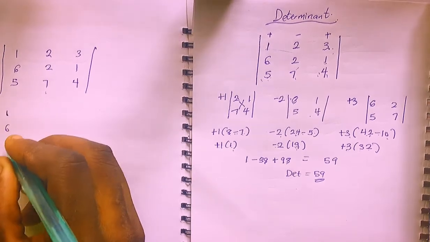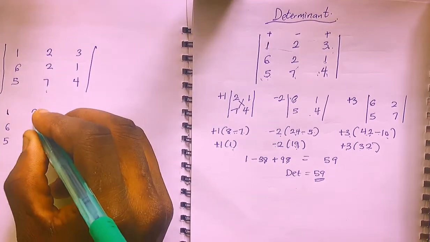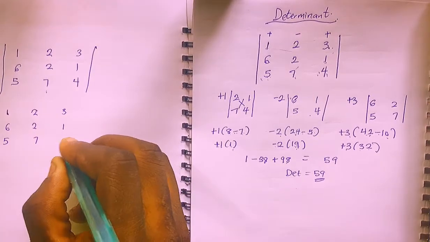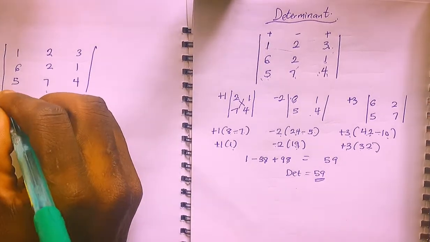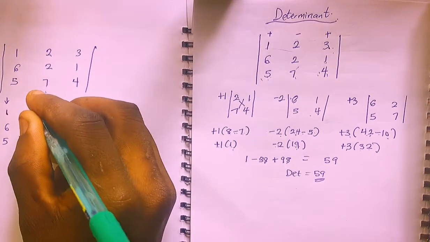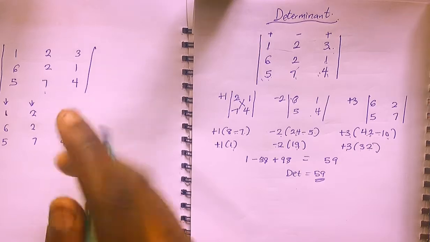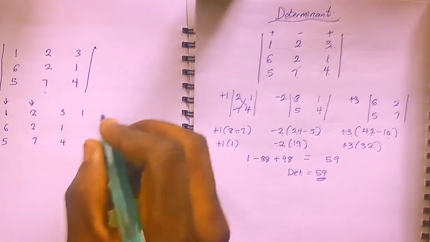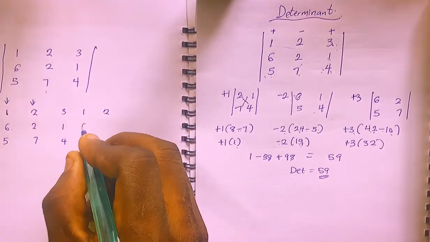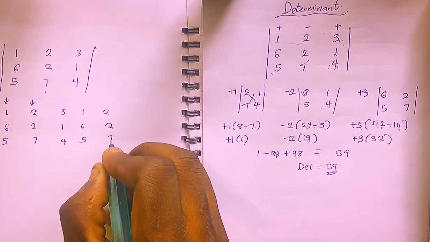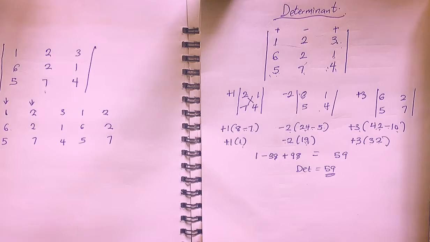That's 1, 6, 5, and also 2, 2, 7. You're having 3, 1, 4. Then come back and bring out all the elements that are inside the first column and also the second column. Write it out again. We're having 1 and also 2. We're having 6 and also 2. We're having 5 and also 7. Right? Then you are going to group them.